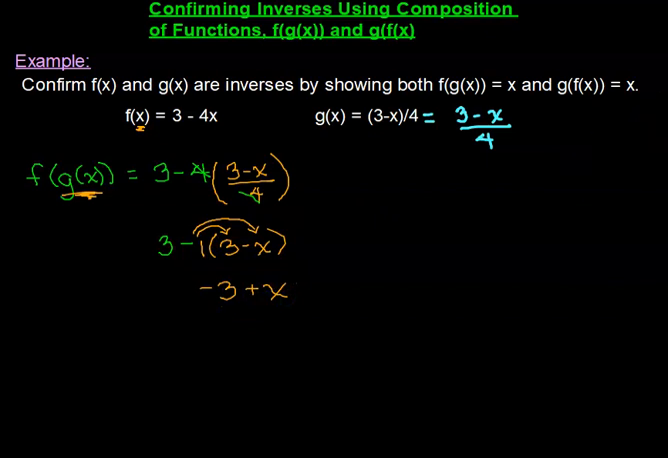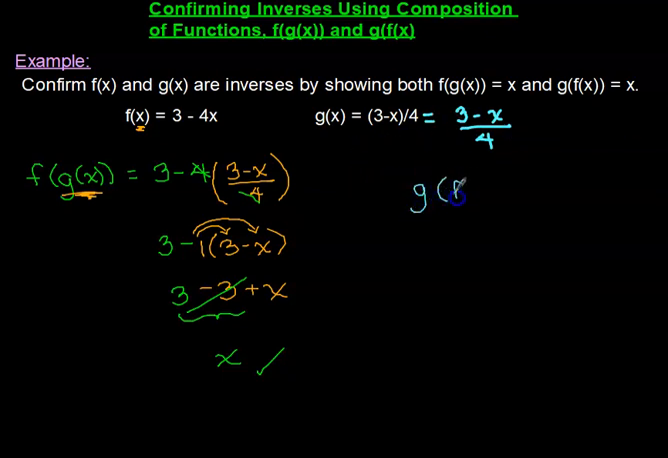That 3 in the front that I haven't used at all is going to come right down. And then when it's adding and subtracting, PEMDAS tells us to go from left to right. 3 minus 3 is 0, leaving you with just positive x. So f of g of x works, and now we're going to apply g of f of x.